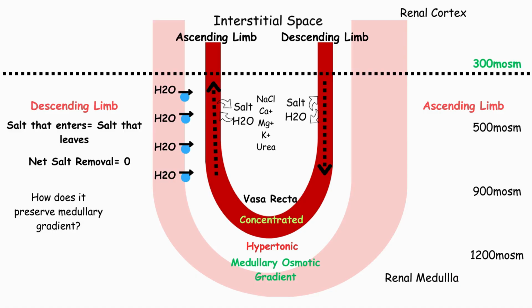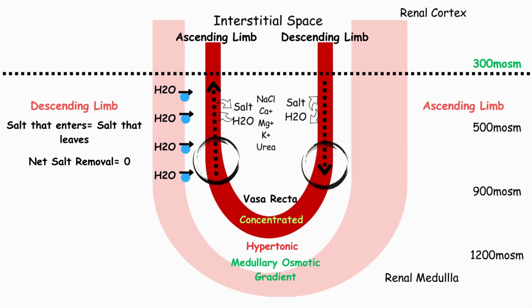You forget, secretion also happened. Yeah, that's how it preserves it, because solute absorption in the descending limb is balanced by solute secretion in the ascending limb, resulting in no net solute removal, while allowing net water reabsorption. This is called countercurrent exchange of vasa recta.